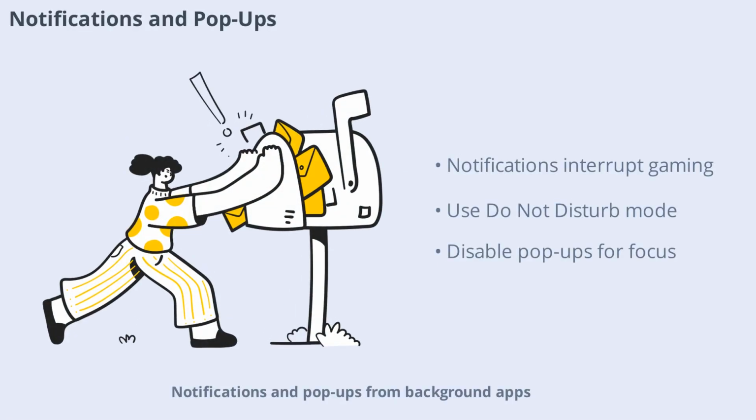Notifications and pop-ups from background apps can interrupt your gaming and use resources. These can come from chat apps, email, or even your operating system. Consider turning on Do Not Disturb mode or disabling notifications while you play. This keeps your focus on the game and helps your computer run better.